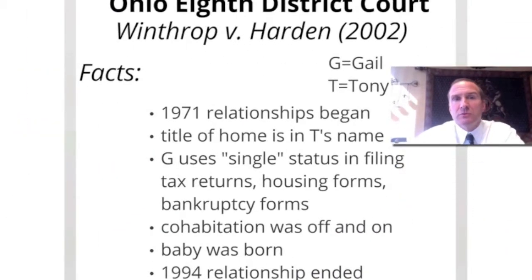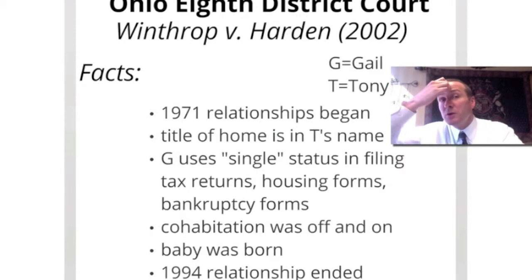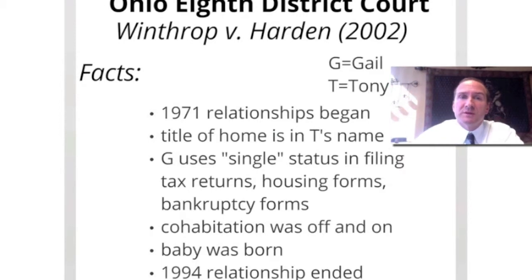When we go to the next case, interpreting and applying the laws of common law marriage, we go to the Ohio 8th District Court, which I believe is a case out of Cleveland. It's Winthrop versus Hardin. It's a case that came out in 2002. We have a male, Tony, and a female, Gail, that are getting wrapped up in the application or interpretation of common law marriage in the state of Ohio.